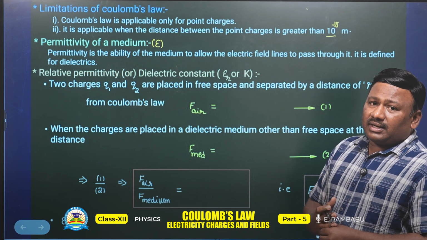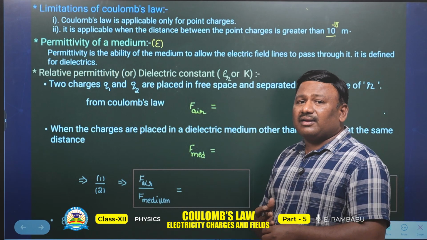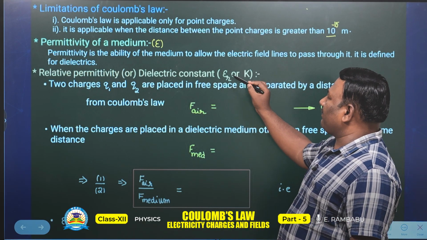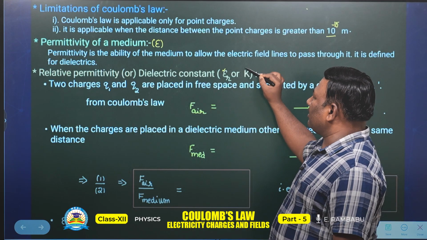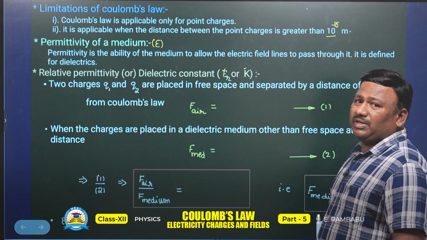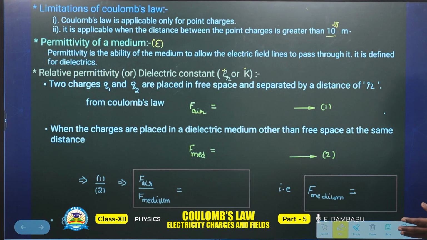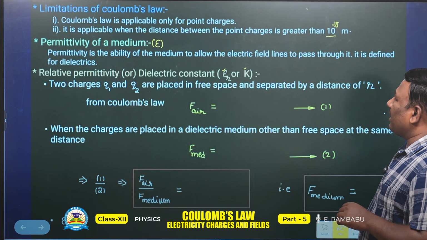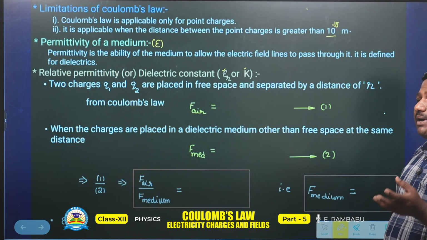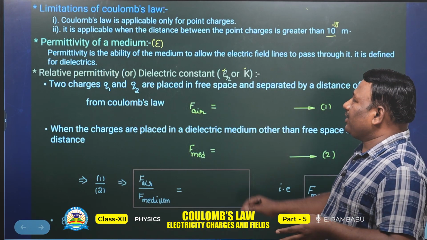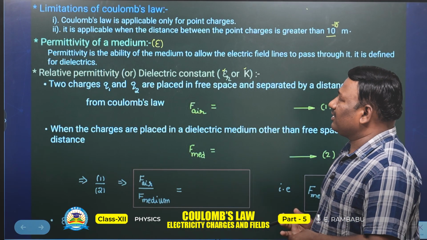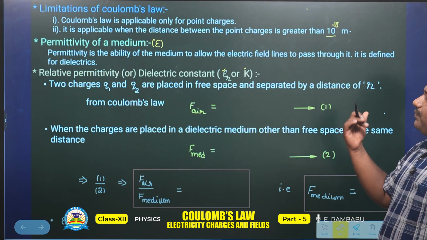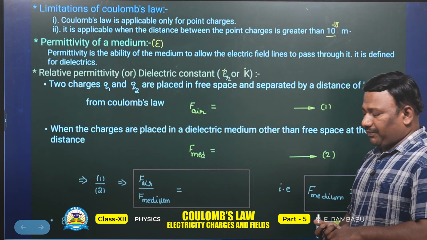Now, dielectric constant or relative permittivity. It can be represented with epsilon or either k; any term can be used. Generally, epsilon r represents the relative permittivity of a medium, and k is also known as relative permittivity, but it is generally used as the dielectric constant. Now see how to get the expression for relative permittivity.